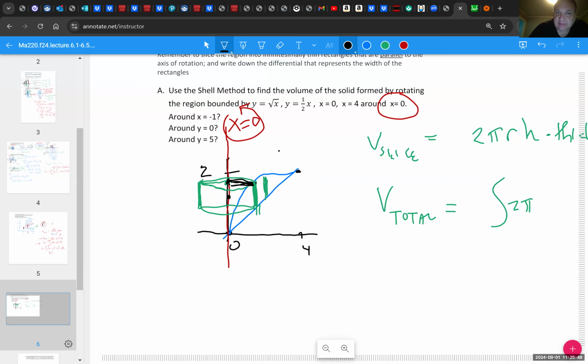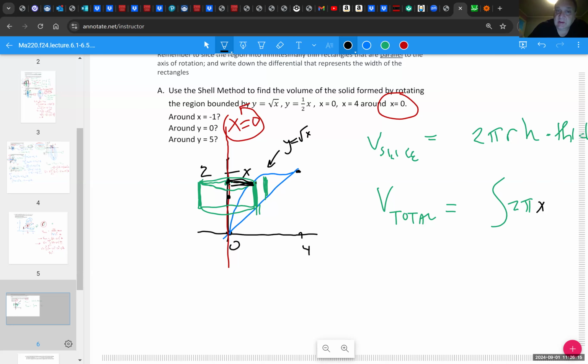So what is this top function? This top function is the y equals square root of x function. And what's that distance right there? That's an x distance. How do I know it's x? Because everything that moves in the horizontal direction is an x distance. So the radius is x, the distance from the middle to where the slice is.